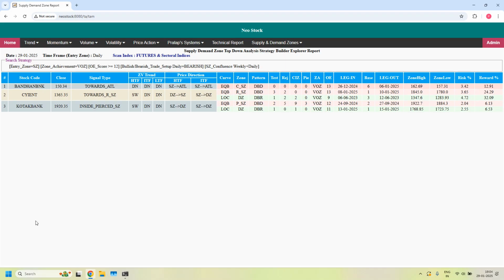And if these are part of a weekly supply zone, and the weekly supply zone has weekly EMA confluence, because the weekly trend is down in all the 3 stocks, ITF trend, then those stocks could be even much higher priority.